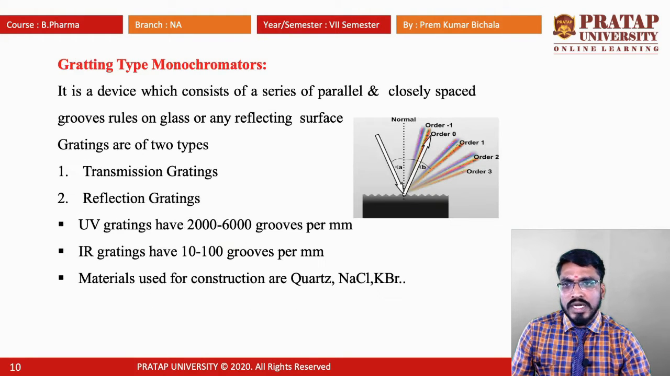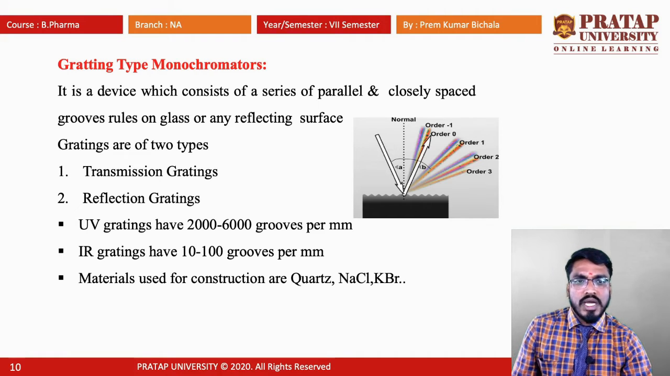The second one is the grating type monochromator. It is a device which consists of a series of parallel and closely spaced grooves ruled on glass or any reflecting surfaces. Mostly in grating type monochromators we observe reflection or diffraction, whereas in prism type we can observe only dispersion. Then gratings are of two types. One is transmission gratings, the second one is reflection gratings.